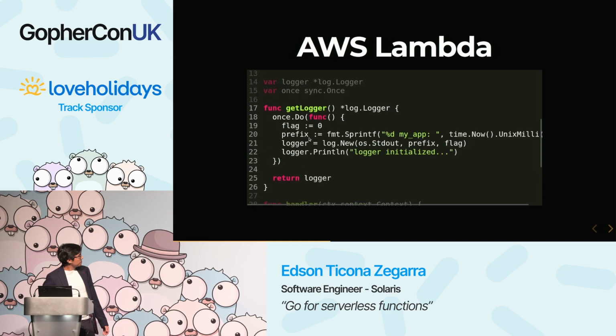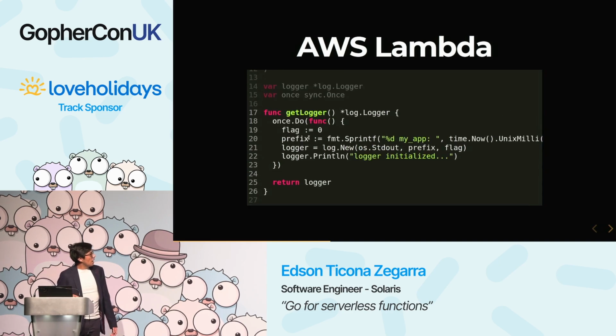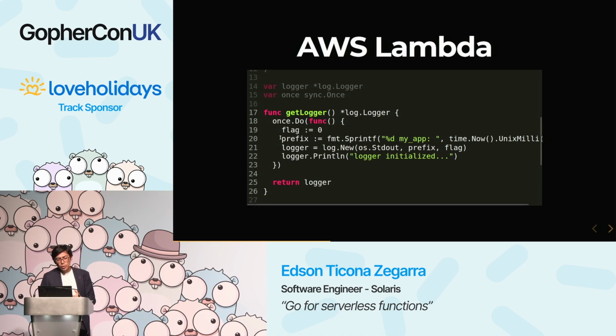OK, so I have a function which is just getting the logger. I'm using the once package, for those who are not very familiar with it. This is guaranteeing that this is going to be executed only once. So if you call the getLogger function multiple times, the block between lines 18 and 23 is only going to be executed the first time. From the second time onwards, it is not going to be executed, so you just return the logger. So you guarantee that on the first time, you initialize it somehow. This is called lazy initialization. It's quite a common pattern.